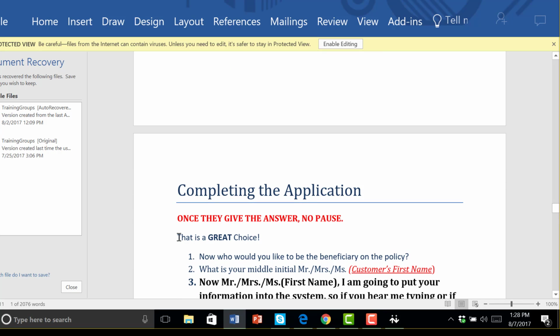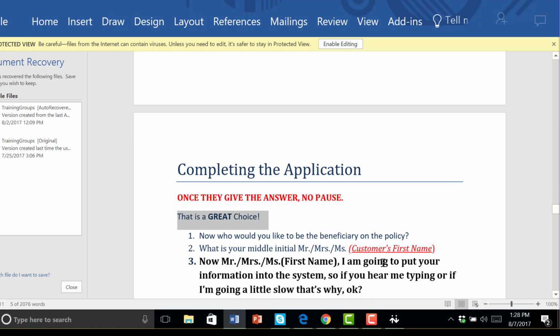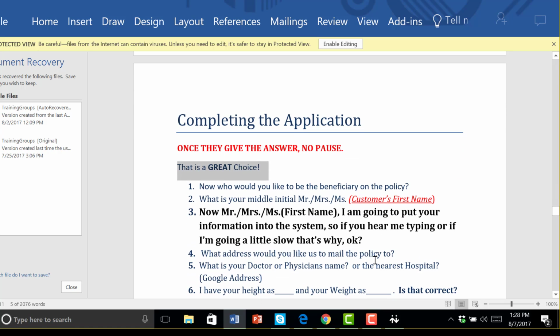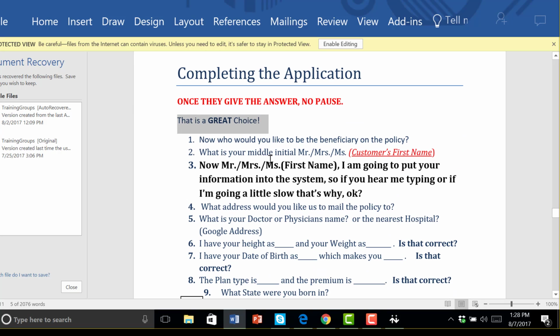That's a great choice, Ms. Carol. Now, who would you like the beneficiary on the policy to be? And start inking the application. Okay? That's what we call inking the application. It doesn't mean you have to have an application in front of you, but you can write these answers down on your dry erase board or on a piece of paper, or you can type them in on a little notepad.